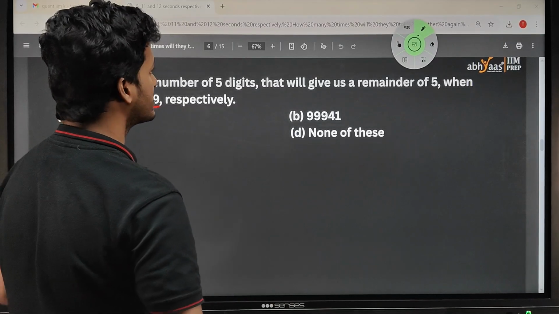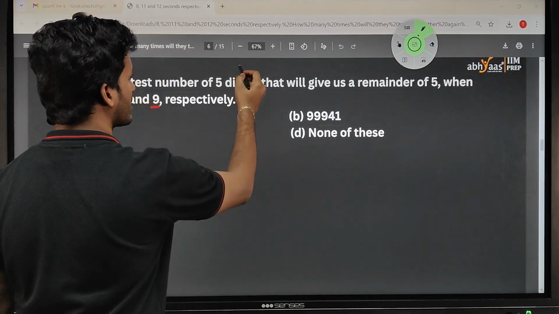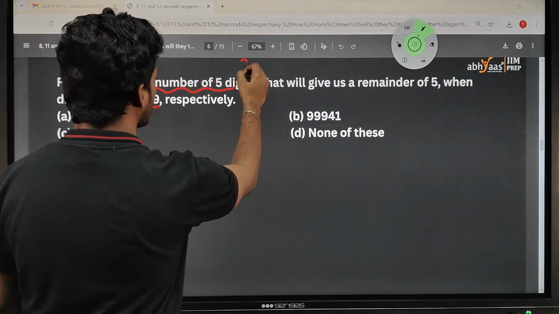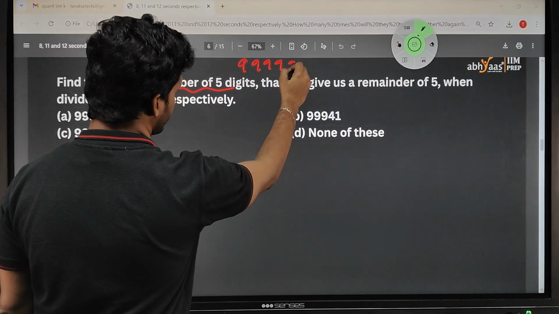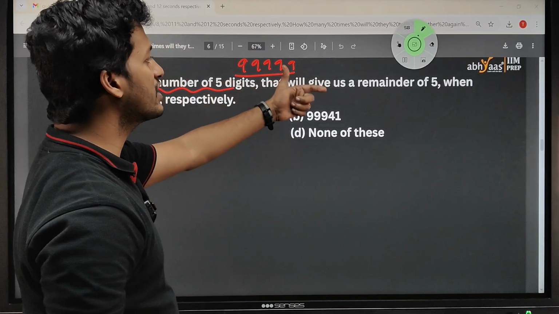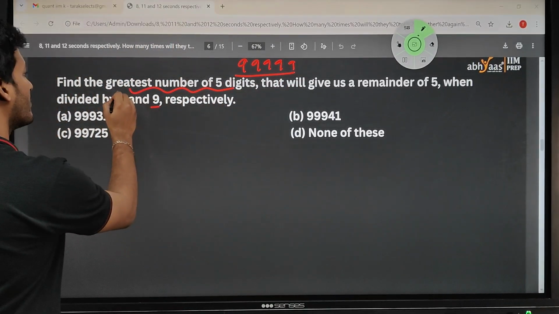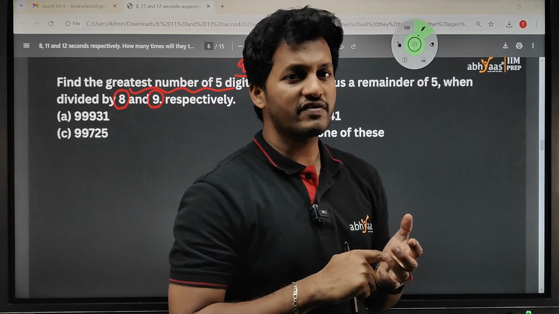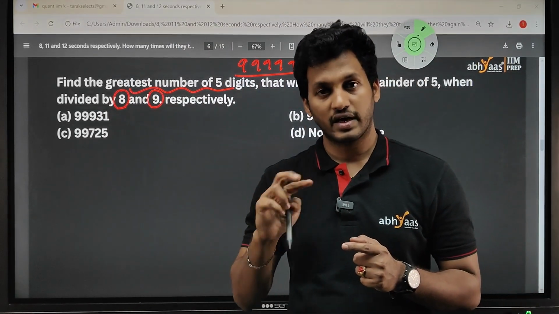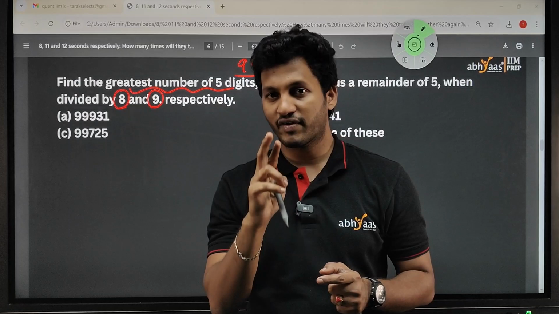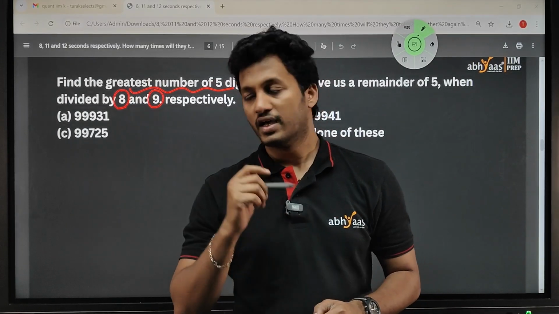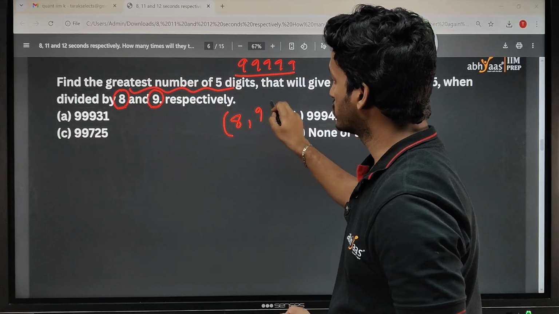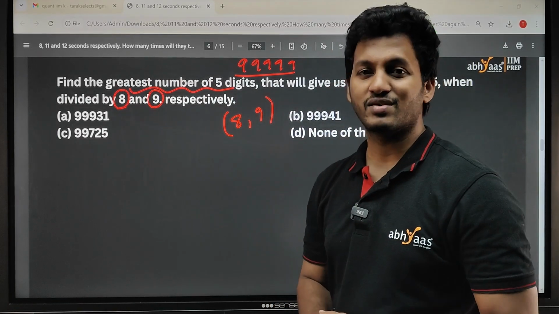So the greatest number of 5 digits that will give us a remainder of 5. What is meant by that? What is the greatest number of 5 digits? It is 5 nines, isn't it? Now this has to leave a remainder of 5 when divided by 8 and 9 respectively. When a number is divided by two other numbers respectively, that means we are dividing that number simultaneously. That can only be possible when we take the LCM of those two numbers. That means LCM of 8 and 9.